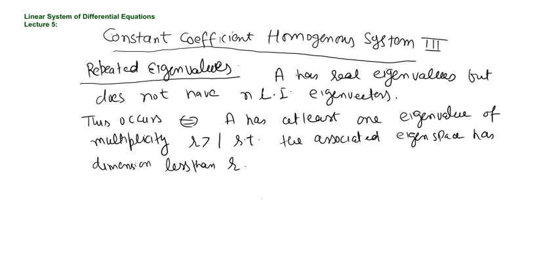So for example, you have a 3 cross 3 system, but you have one eigenvalue which is repeated, and in that case you may have an eigenspace which has dimension 1 or 2 and not 3. And in that case we say that matrix A is defective in terms of differential equations. So this case is a little bit difficult, so we will study the most commonly occurring situations here.